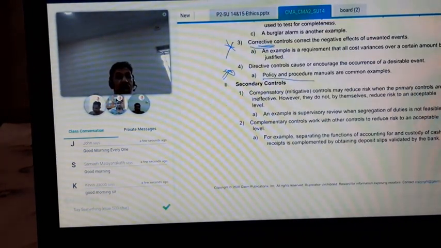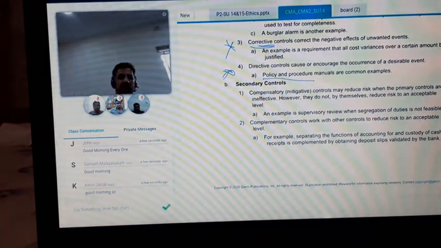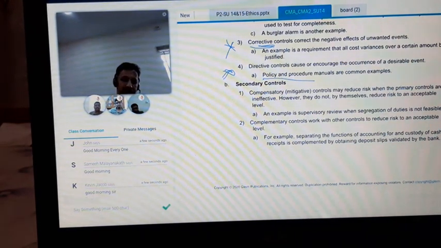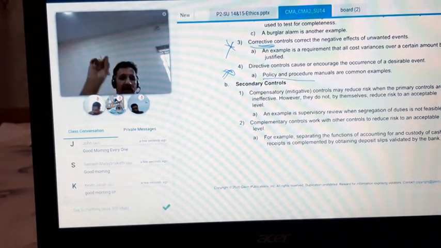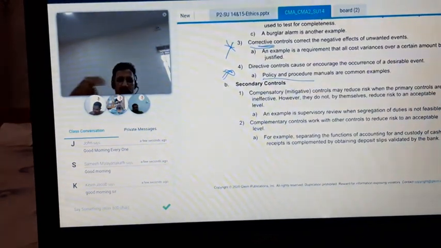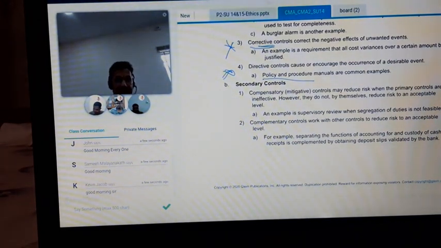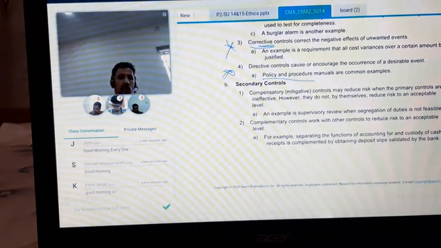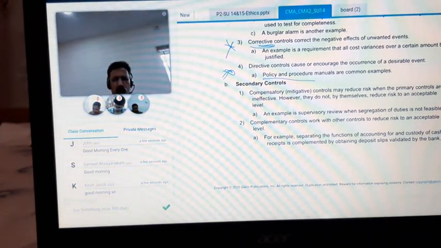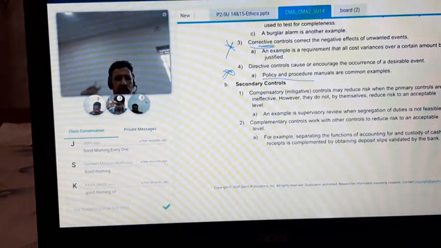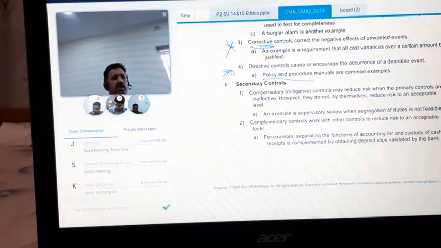Other than primary, there are secondary controls. Secondary controls are classified into compensatory controls and complementary controls. If you have the ideal primary control in place, and you are really having additional controls to strengthen your position, that is complementing it. That's a complementary control. Whatever control you have, say segregation of duties, that's the ideal control. In addition to segregation of duties, you have some other controls there.